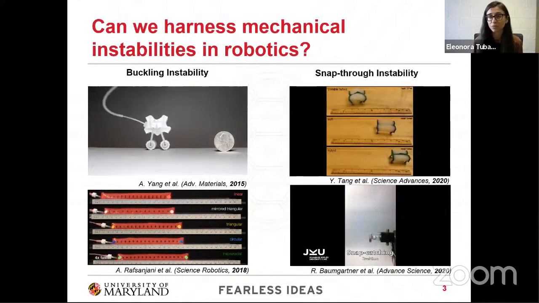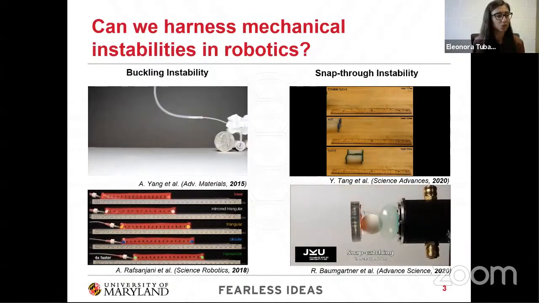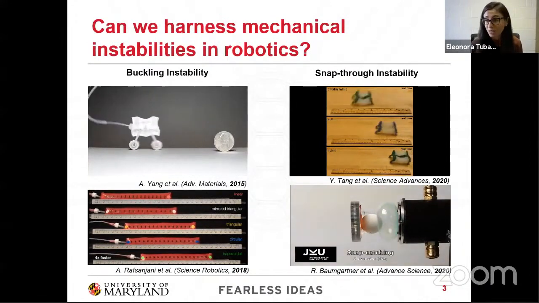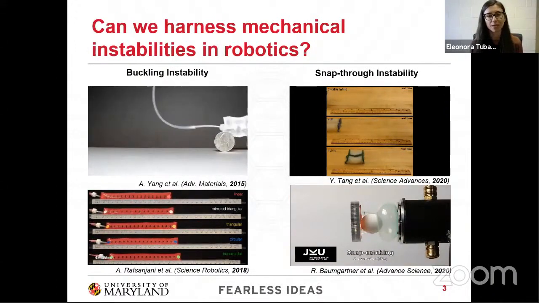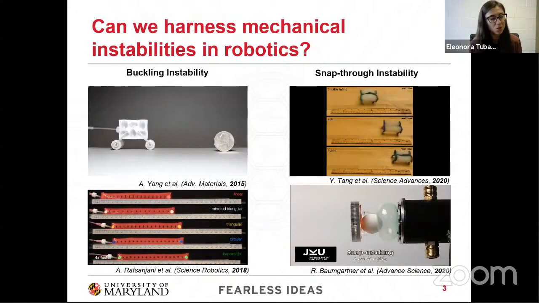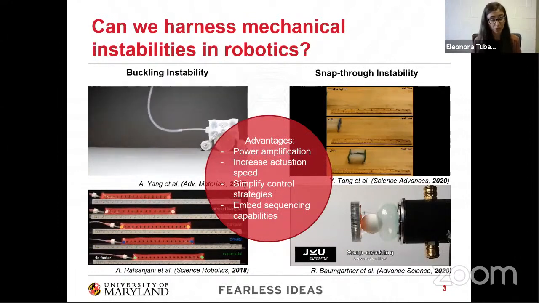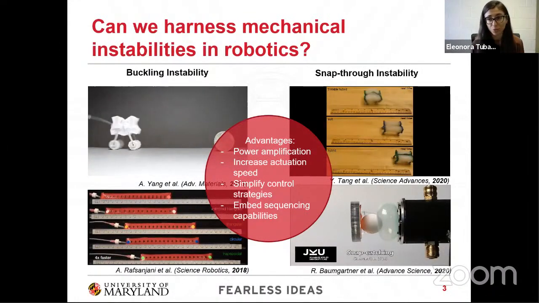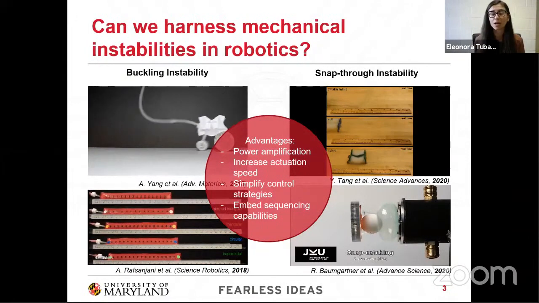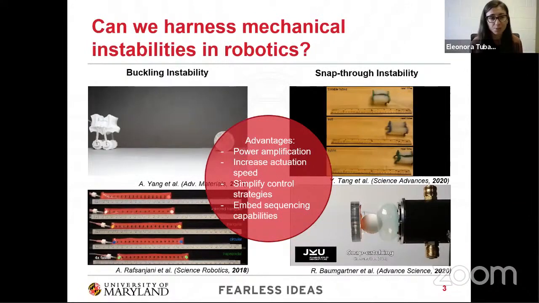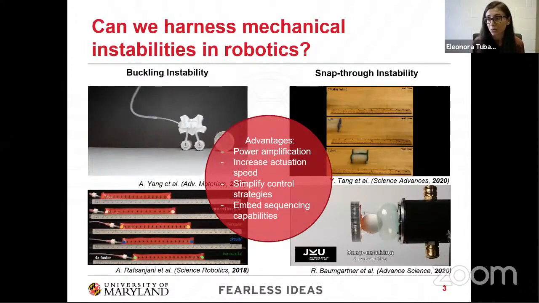For fast types of motion, snap-through instability has been used for fast locomotion and also for high-speed catching. Now, what are the advantages of introducing this type of mechanical instability into these devices? We're basically able in this way to address some of the main challenges in the field of soft robotics. One of them is for sure power amplification, right? We know that soft robots have a tendency of low power output, and we can amplify that by harnessing mechanical instabilities. We can increase in this way also the actuation speed.